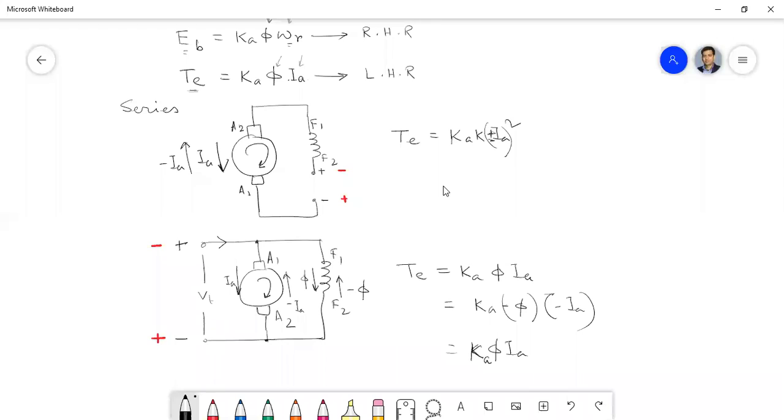The index finger is the direction of flux, the middle finger is the direction of current, and the thumb shows the direction of movement.